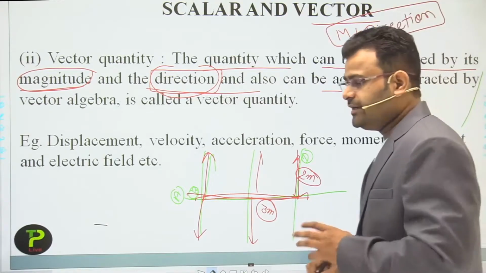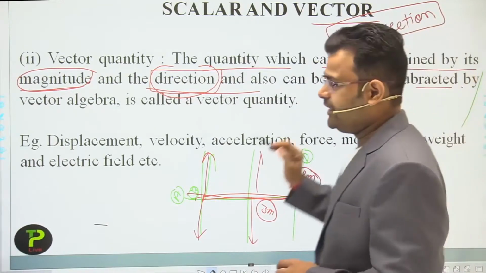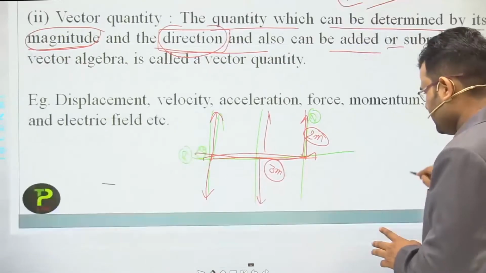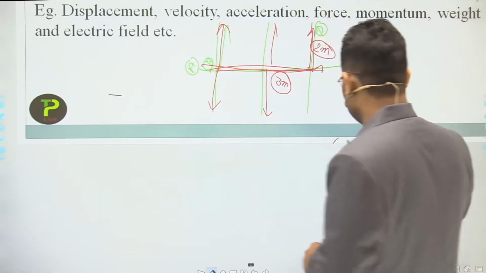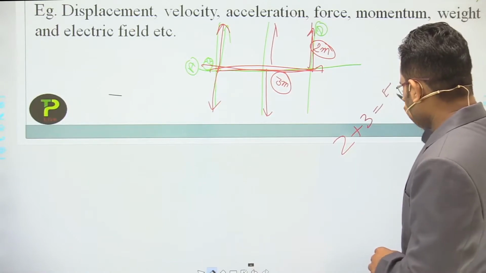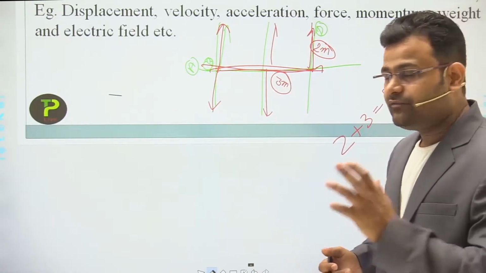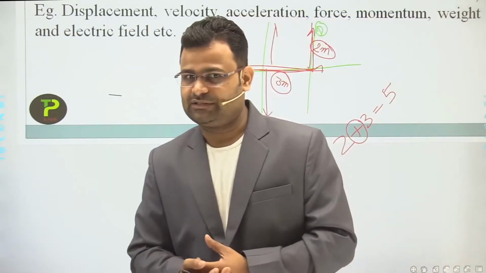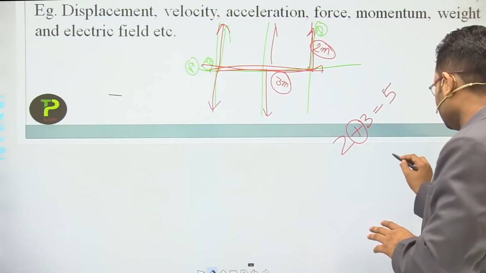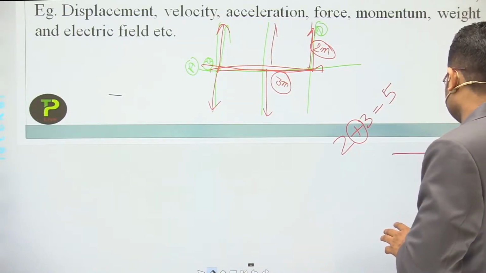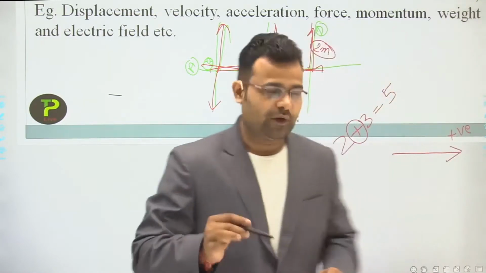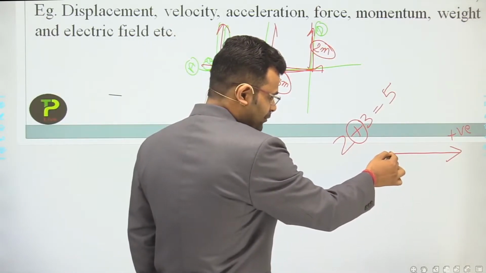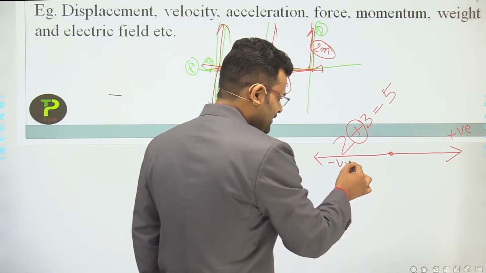Okay, students, vector quantities are added and subtracted not by normal algebra. In normal algebra, dear students, you can add 2 plus 3 equals 5. Yes, that's the correct answer. But in vector algebra, the logic has some different signs with direction. Let's suppose how we can use it. If you are moving to the right hand side, we consider it positive. If you are moving from that point to the left hand side, we consider it negative.